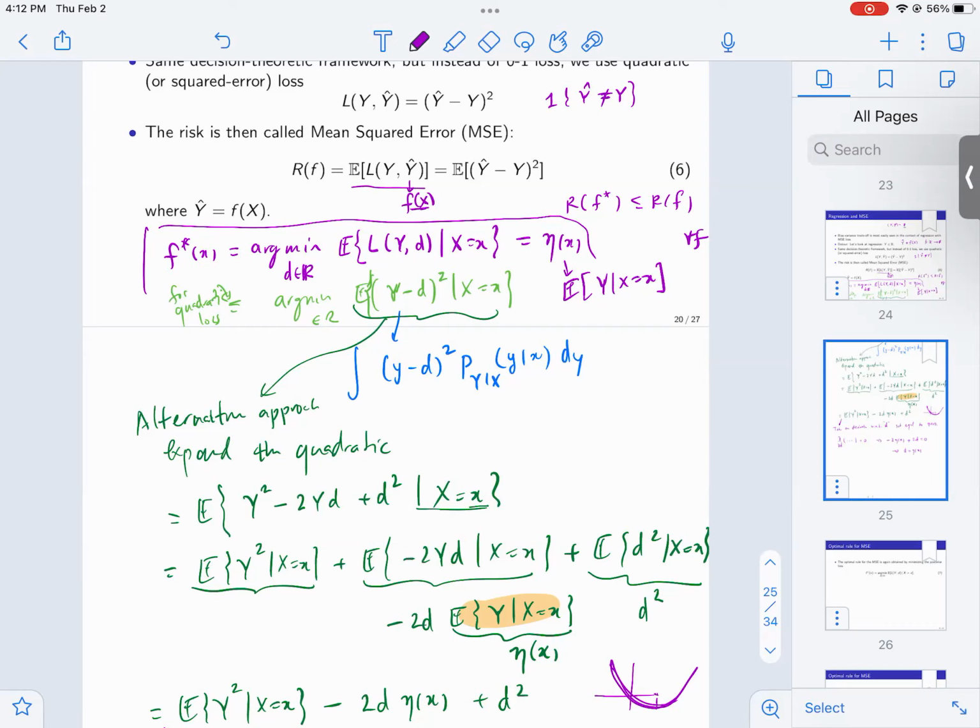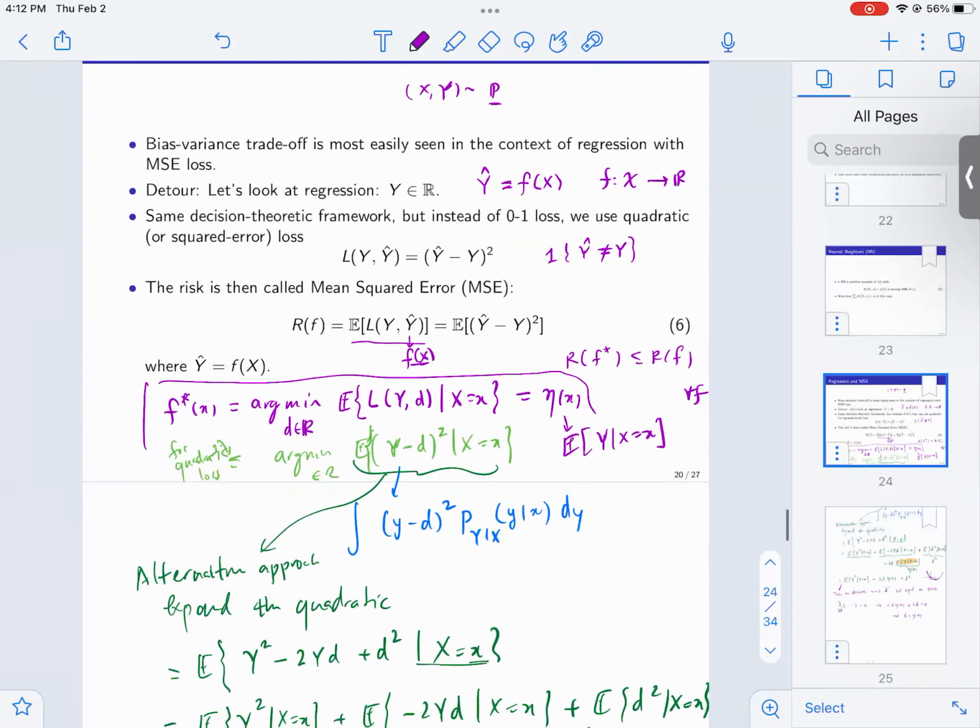So this unifies classification and regression from a decision theoretic perspective. This is the decision theoretic perspective. You want a decision rule, a classifier, a regression. These are called decision rules. You put in a loss and then you have a risk, and you always try to minimize the risk. The solution of that is your optimal rule.